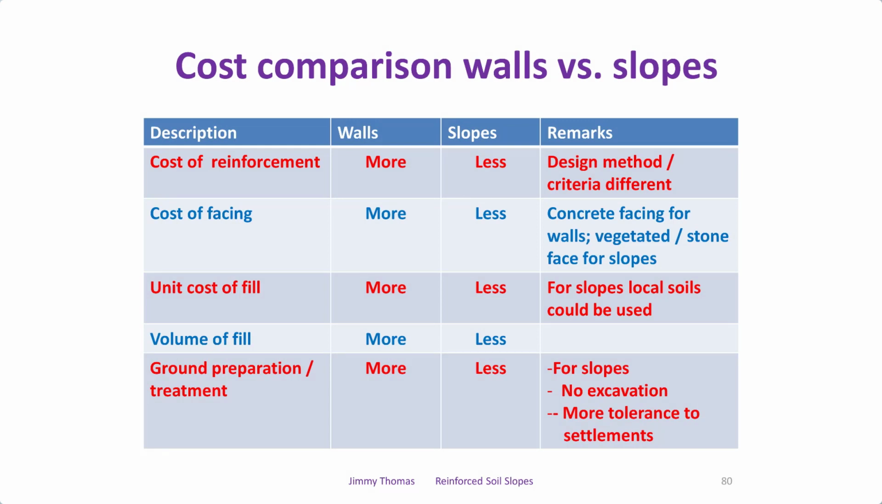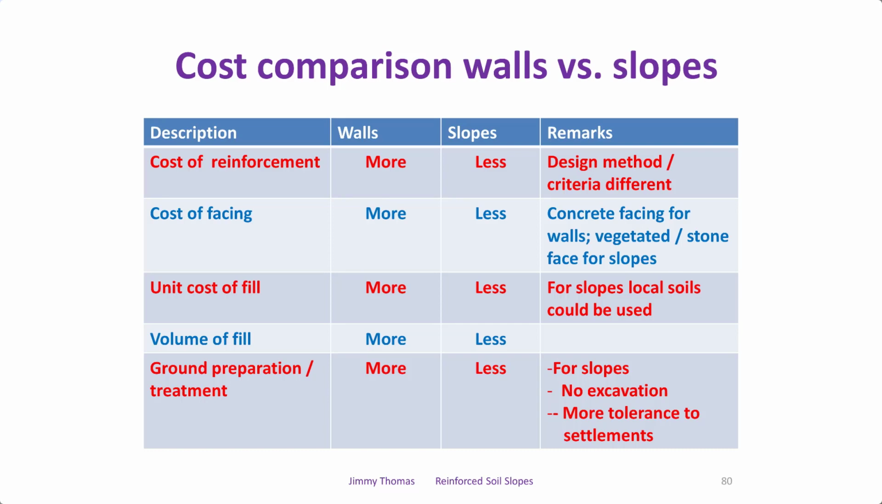So where does the saving come from? One, compared to a reinforced soil wall, slopes require less reinforcement because the design methods are different. Then the cost of facing, again for the slope, will be less. Unit cost of fill: the wall needs a very good quality granular fill, whereas for slopes we can go up to 50% fines. That means most likely I can use a local soil.